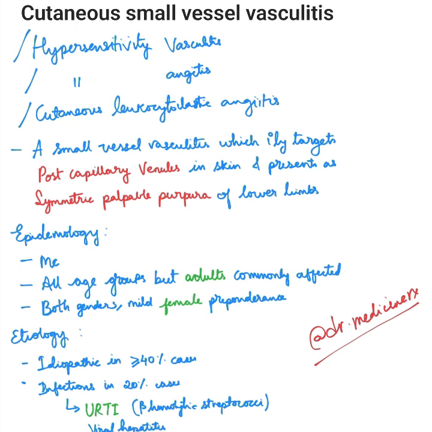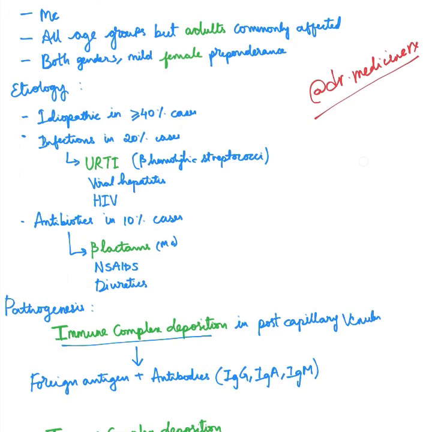It is a small vessel vasculitis which primarily targets post capillary venules in the skin and presents as symmetric palpable purpura of lower limbs. As the name suggests, it affects the vessels of the skin, and these present as symmetric palpable purpura, most commonly on the lower limbs. Coming to epidemiology, cutaneous small vessel vasculitis is the most common type of vasculitis. All age groups are affected, but adults are most commonly affected, and both genders are affected, but there is a slight female preponderance. Coming to etiology, in more than 40% of cases the cause is idiopathic. You are unable to pinpoint a cause.